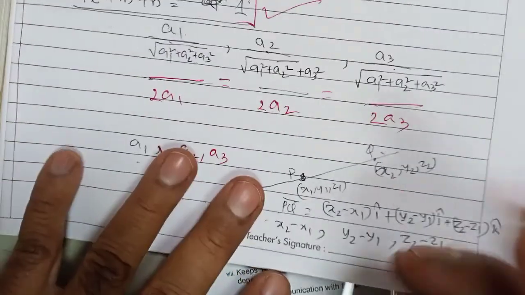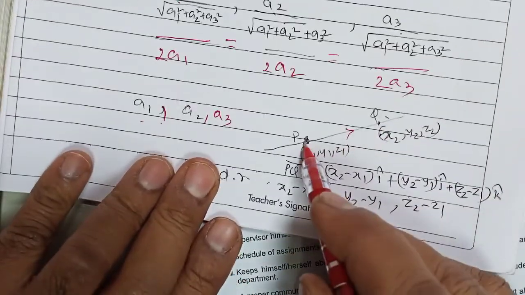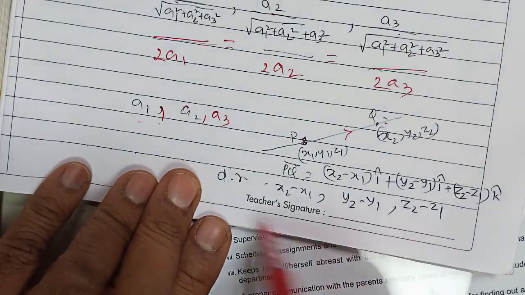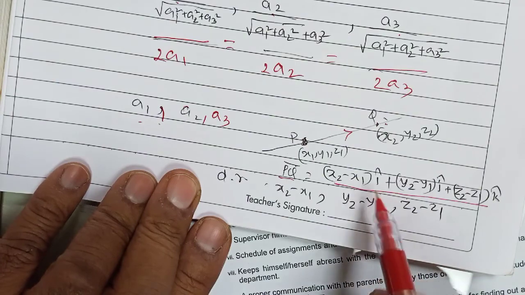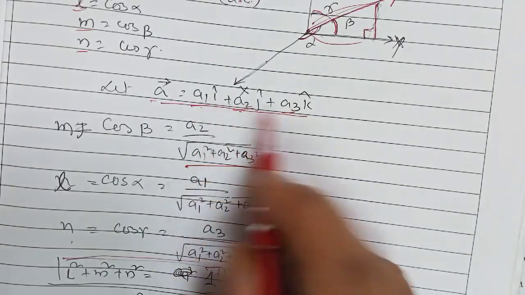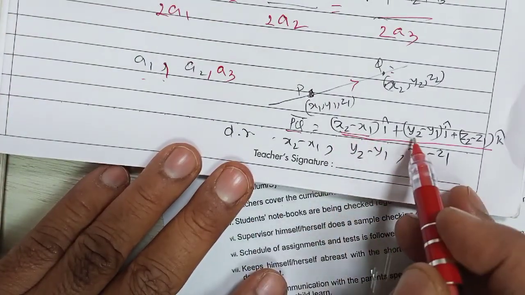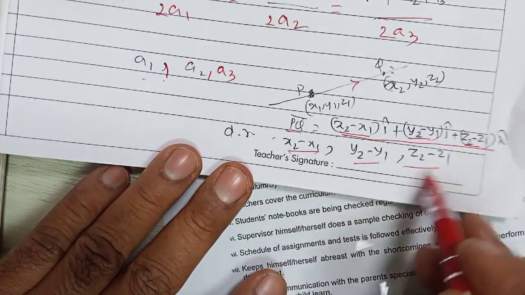Once again, suppose a line or vector passes through two points P and Q. Then the PQ vector will be as already discussed, and the coefficients of i cap, j cap and k cap, as we just saw, are the direction ratios. So here also x2 minus x1, y2 minus y1, z2 minus z1 are the direction ratios.